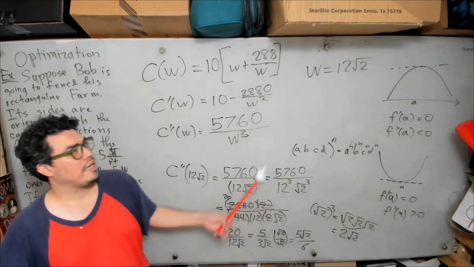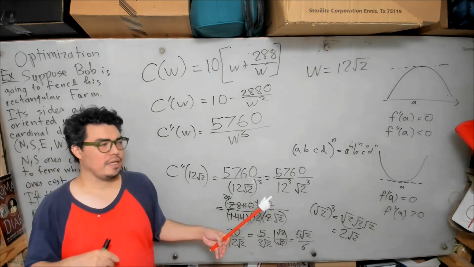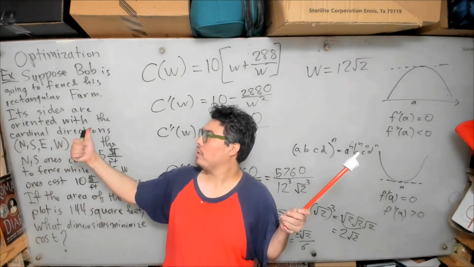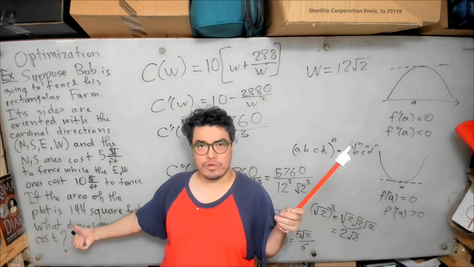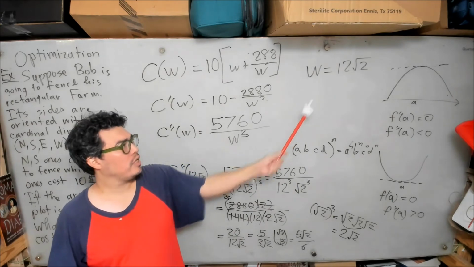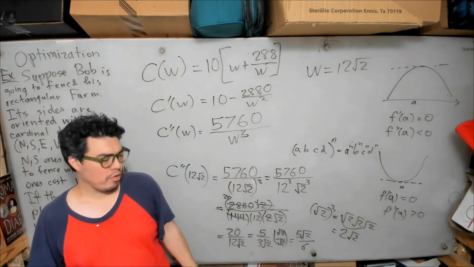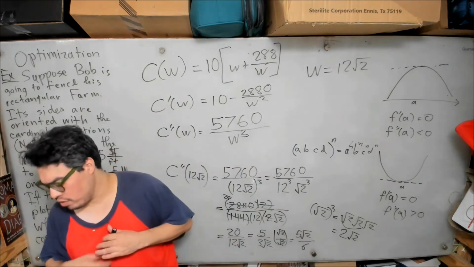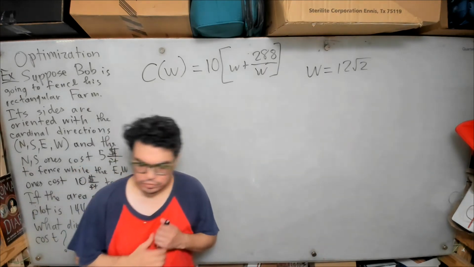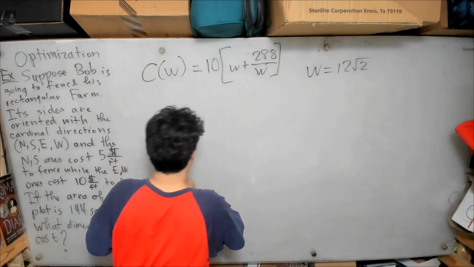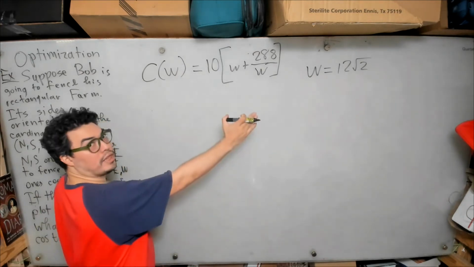So what we can now say for certain is that the cost of Bob's farm that encloses 144 square feet is minimized if the width of his farm is 12 square root of 2. So now the only thing that remains for us to do is to find out the dimensions of the farm. So we know our width is 12 square root of 2.